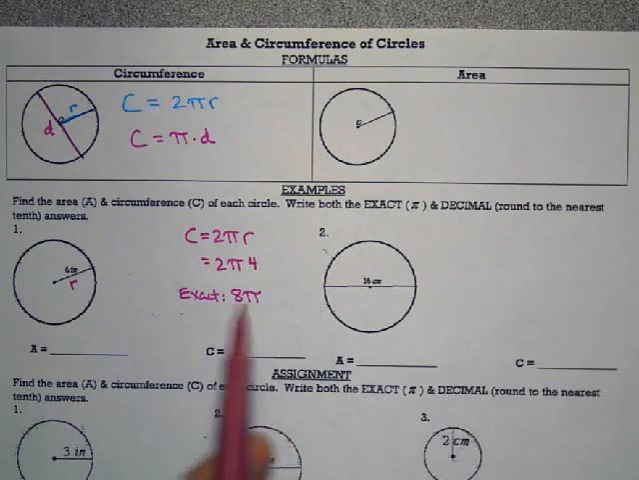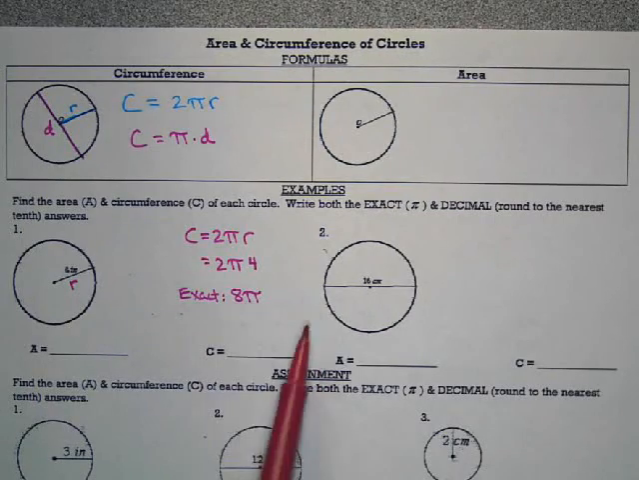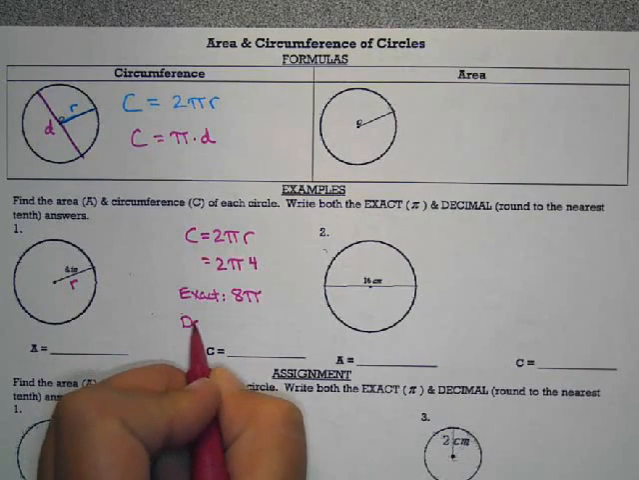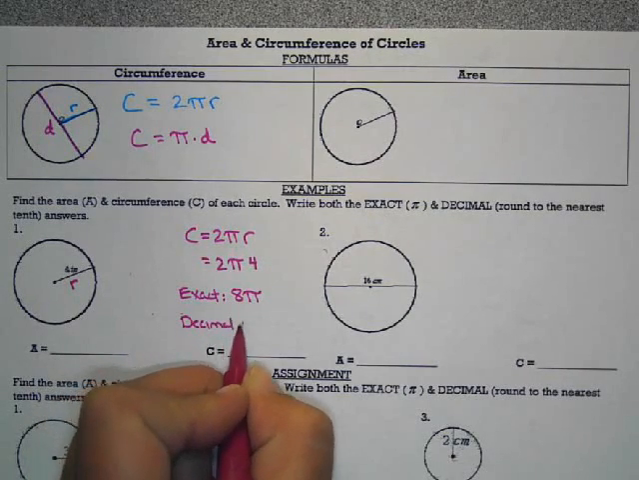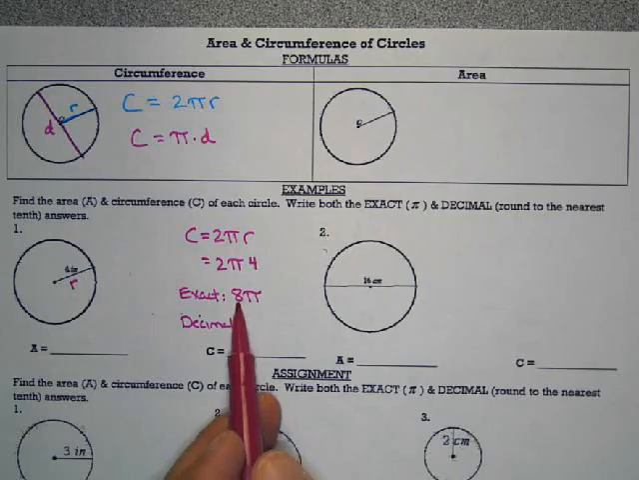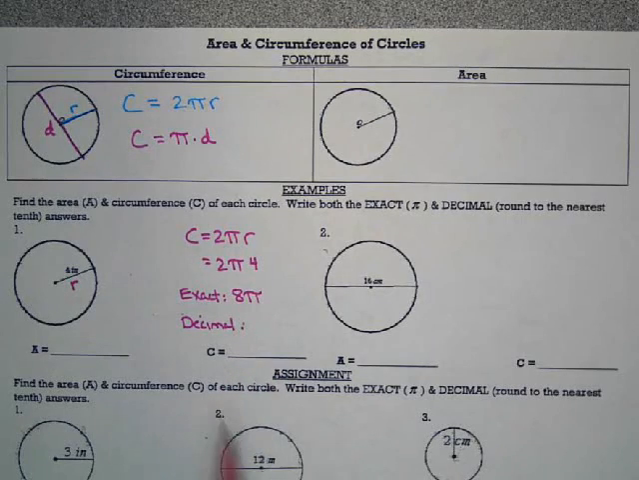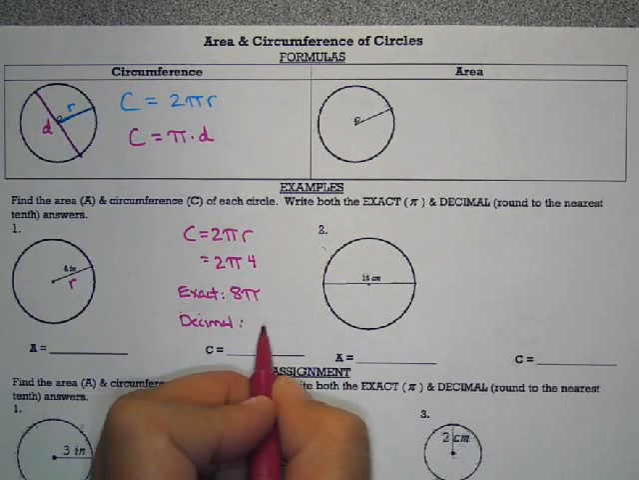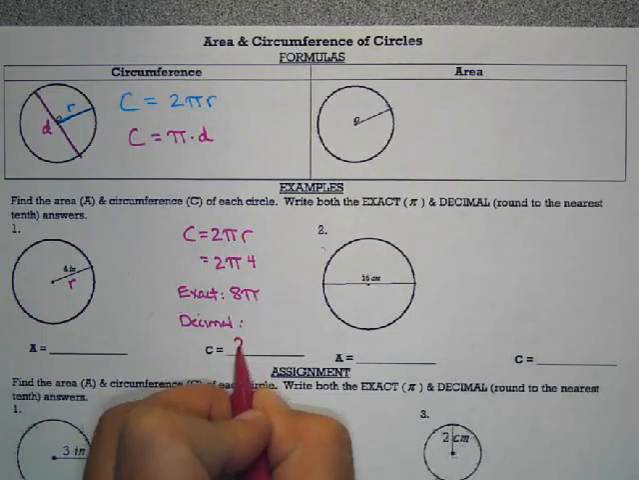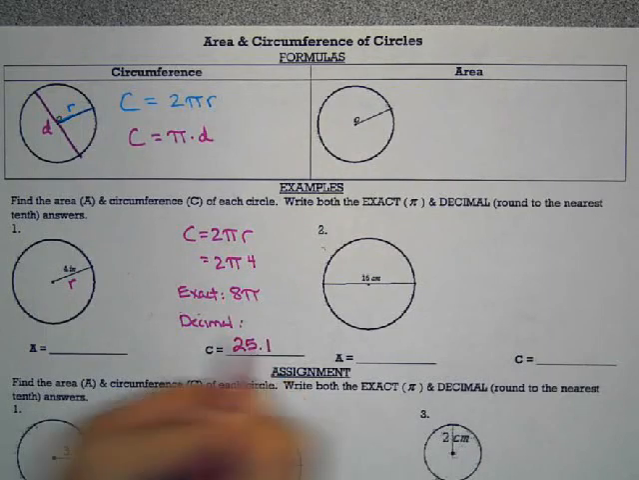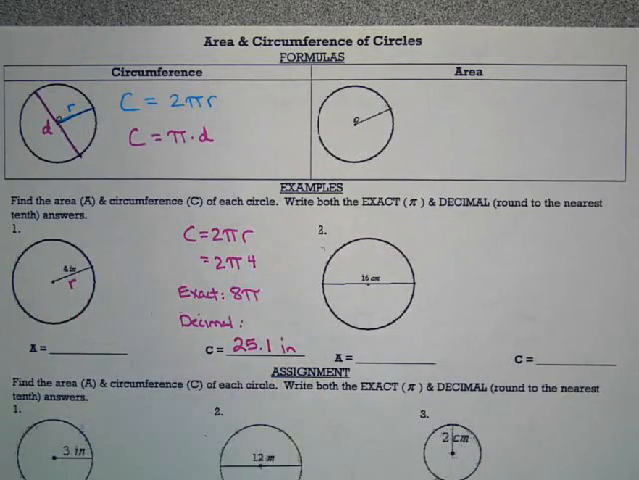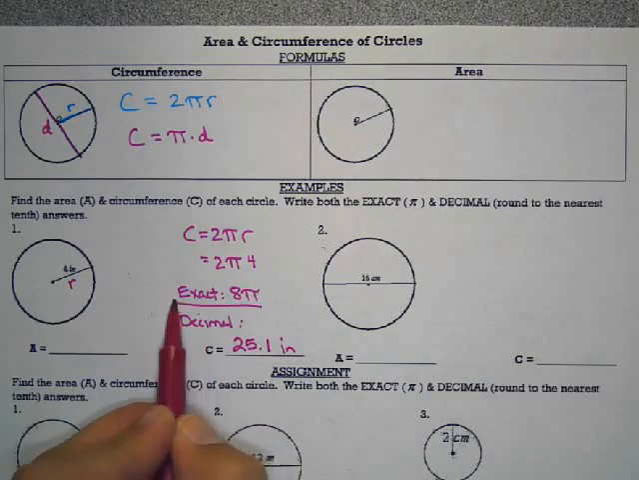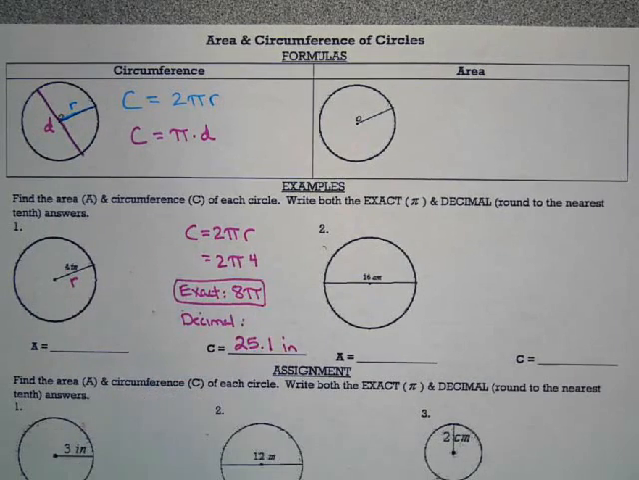Exact answer, 8 pi. If you want the decimal answer, now take your calculator and actually do 8 times pi, or you can do 8 times 3.14. After we multiply, the decimal answer is about 25.1, and then it's inches right there. So exact, you leave pi in the answer.